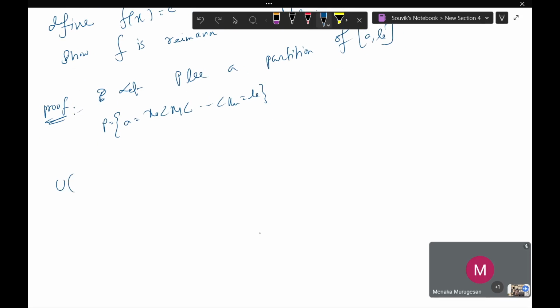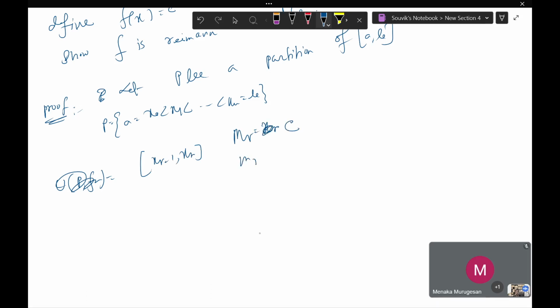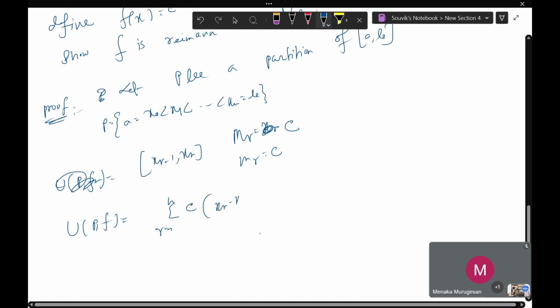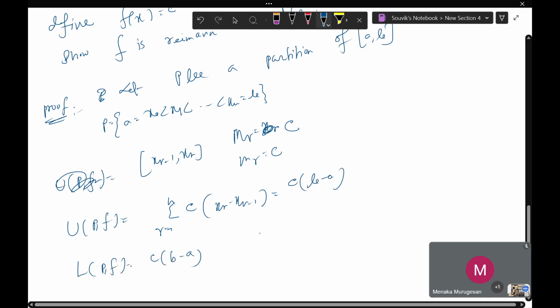So then, what is U(P,f)? For the partition interval [x_{r-1}, x_r], the capital M, the supremum, is equal to c because the function is constant, and small m is also c. So U(P,f) is equal to the summation r equal to 1 to n of c (x_r minus x_{r-1}). So this is c into (b minus a). And similarly, L(P,f) we can easily see is c into (b minus a).